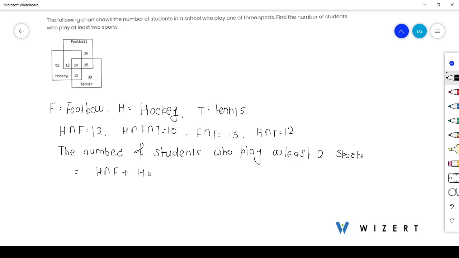So add these values: 12 plus 10 plus 15 plus 12, it will give 49. So there are 49 students who play at least two sports.